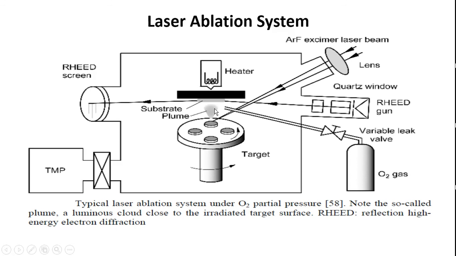Note the plume here, a luminous cloud close to the irradiated target. This laser is making radiation here so as to produce the plume of the material on the target surface. What is RHEED? RHEED is reflection high energy electron diffraction. And what is the purpose of this? We will see in the next session.